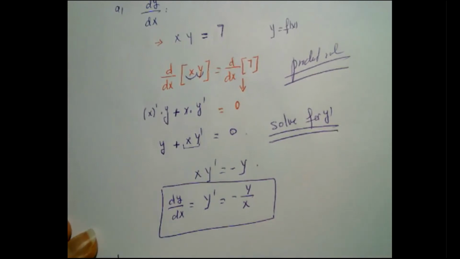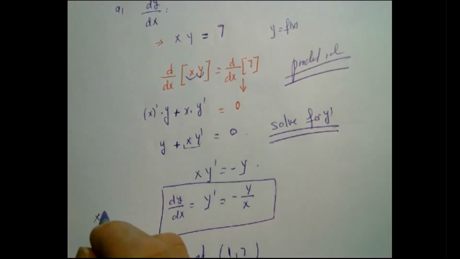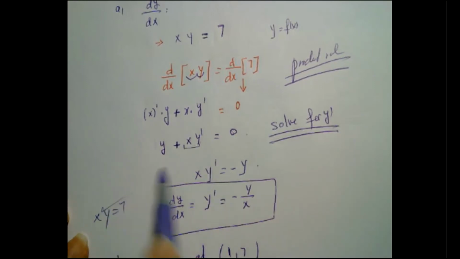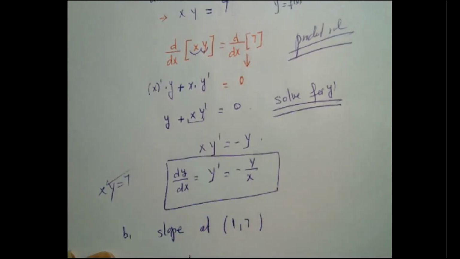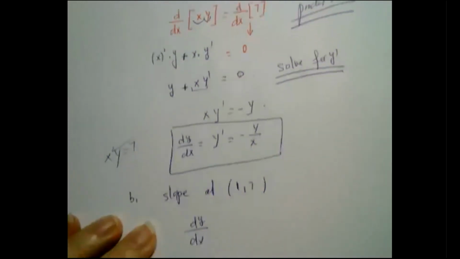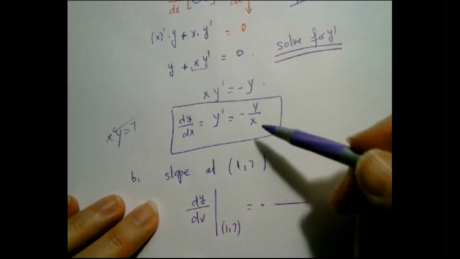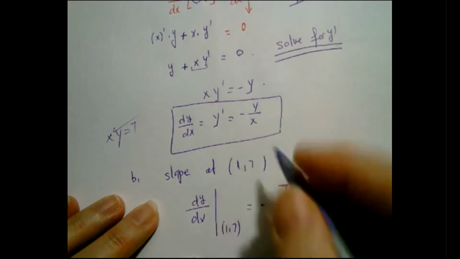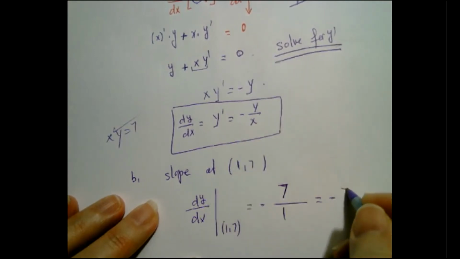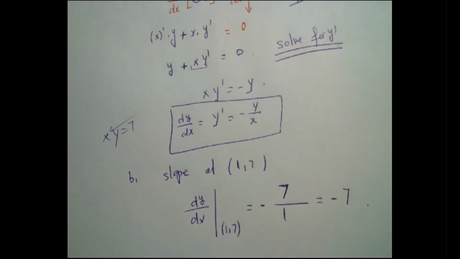Now, part B is that we want the slope of the curve, which means the slope of the tangent line, at a specific point, and they want it at (1,7), which is definitely on the curve. Otherwise, it's nonsense. If I put 1 for x, 7 for y, I get 7. So now I just plug in. I need dy/dx at (1,7), which equals minus 7 when I plug in 7 for y and 1 for x.